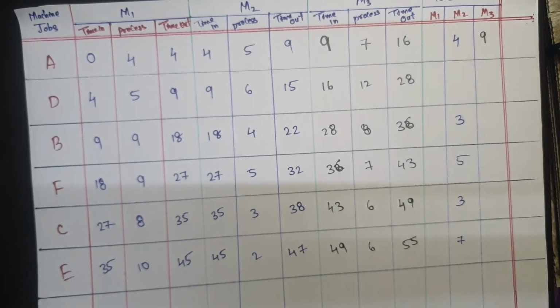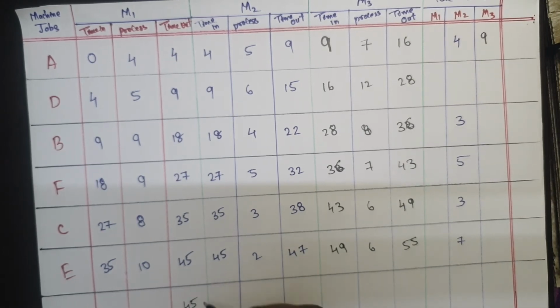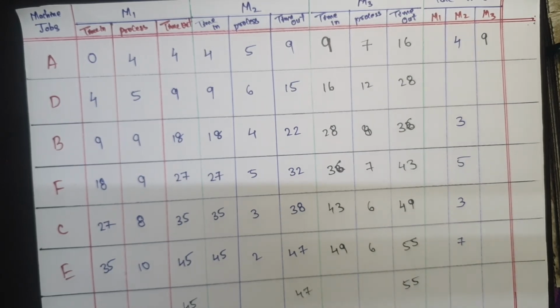After getting all these values, the next step is, see, for machine 1 the output is equal to how much? 45. For machine 2 the output is equal to how much? 47. For machine 3 the output value is equal to how much? 55. So, like this you got the scenario.